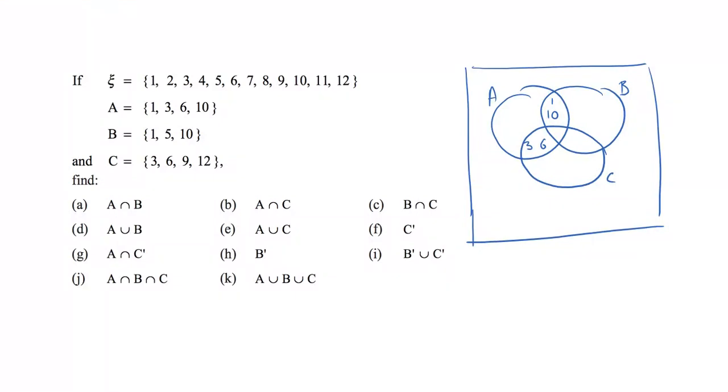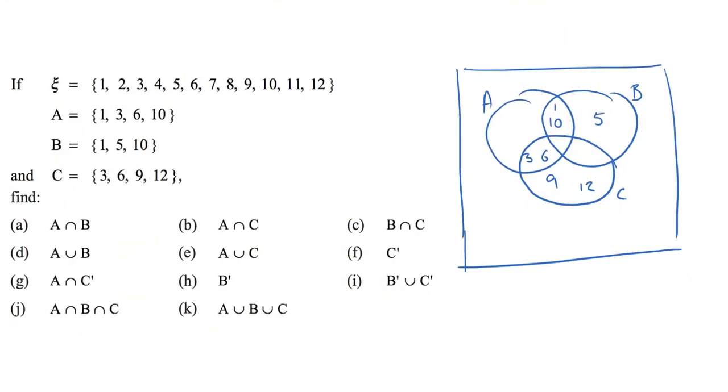Now, what else have we got in A that we haven't yet included? Nothing at all. We've written out all the numbers for A. What about anything in B that's not been included? Yep, we still need to write that 5 in. So let's write that 5 there. It's not in either A or C. And then for C, we've already written the 3 and the 6. We've still got to write the 9 and the 12 in. So it's going to look something like this. Now, have we missed any numbers out? So I can't see a 2 or a 4 or a 7 or an 8 or an 11. So we're going to write those on the outside like that.